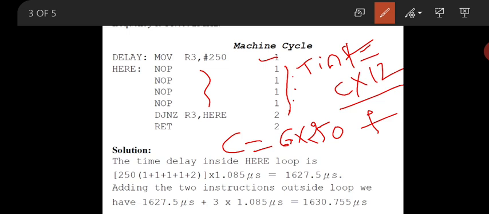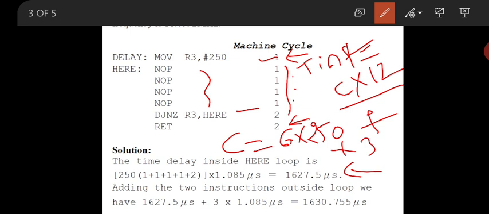That is for which one? That is 1 and 2. Total how much here now? Now 6 into 250, plus 3. That is separately calculated only for DJNZ, as we give it here. Now total 6 into 250, it will be coming with 6 into 250.